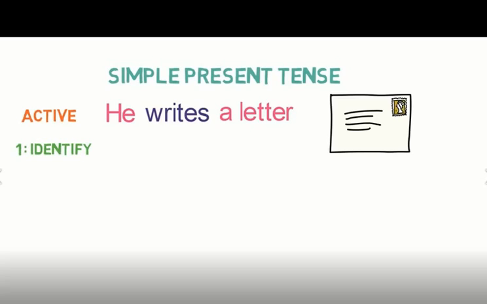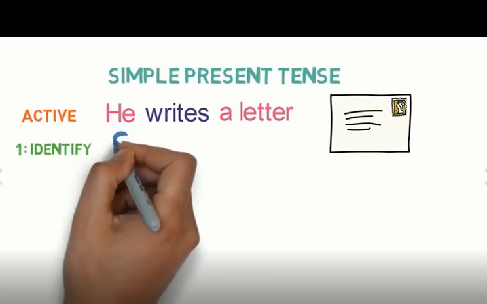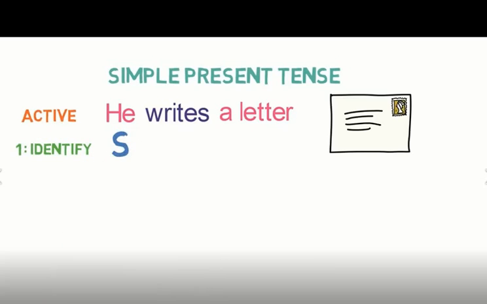So, here, who is doing the action? He. So, he is the subject. And what is the action performed? It is write. So, it is the verb. What does he write? He writes a letter. So, letter is the object. Now, we have identified the subject, verb and object.